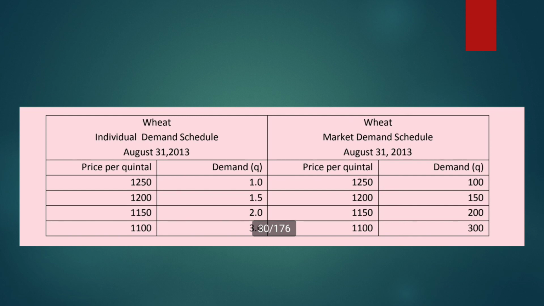This table clearly distinguishes individual demand schedule and market demand schedule. If the price decreases, demand for the commodity increases.